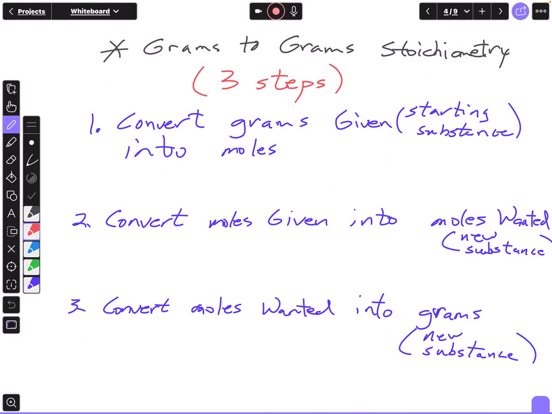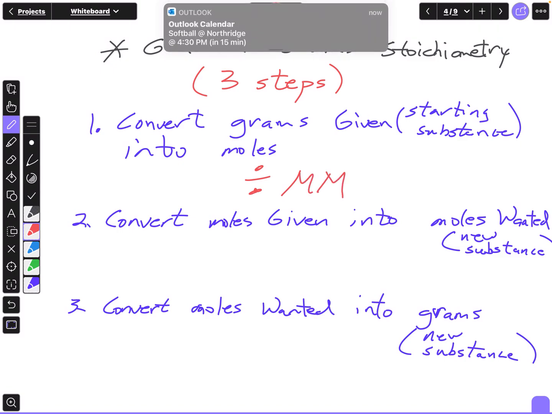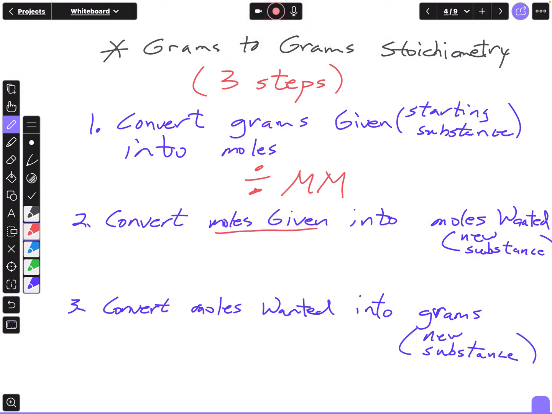All right, and those steps are, first, you take the grams that are given to you in the problem. That's your starting substance, whether it's a product or a reactant, doesn't matter. And you convert that to moles. And the way you do that is by dividing by the molar mass. Next, once you've done that, now you're in moles that are given. You went from grams given, your starting substance, to moles given, which is your moles of your starting substance. And you want to go to the moles of what you want, which is the new substance. And you do that by using the coefficients in the balanced equation.